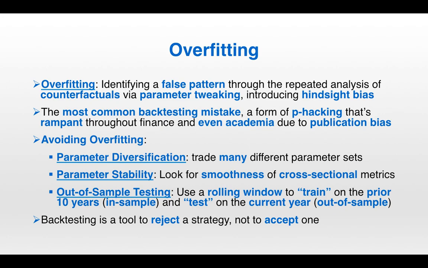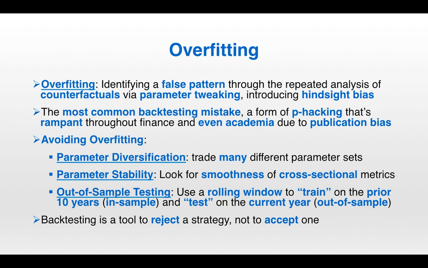We discussed 3 such methods. One of them is parameter diversification. Trade many different parameter sets to minimize the idiosyncratic risk associated with any individual parameter set. We also want to look for parameter stability. That means looking for smoothness of the cross-sectional performance metrics. We want them to be gradually increasing to a peak, then gradually decreasing thereafter.